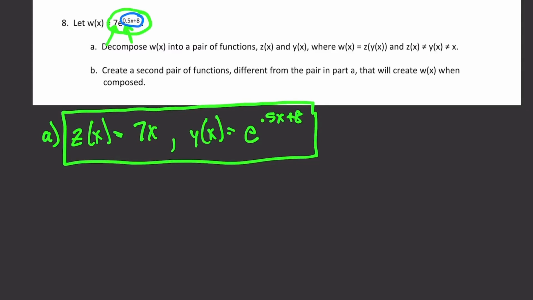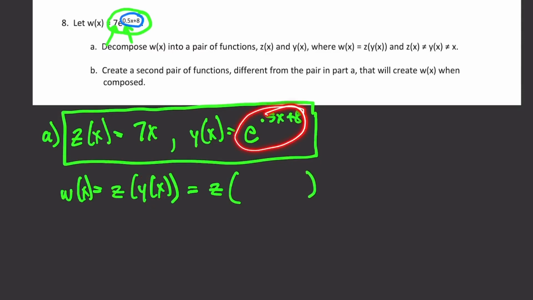How do you know? Well, now you want to compose those two to see if it does work. So w of x equals z of y of x. Well, my y of x here is this. So that means I'm going to plug that in here. Okay, so that's e to the 0.5x plus 8.